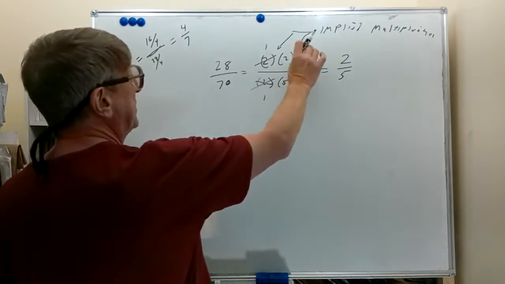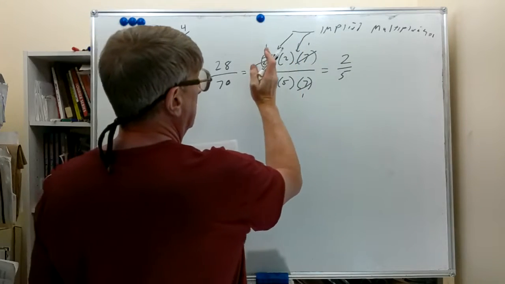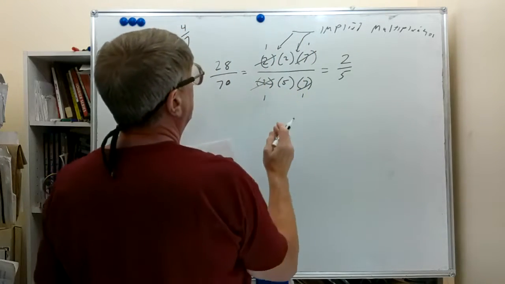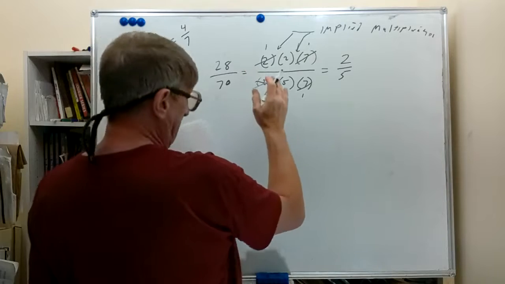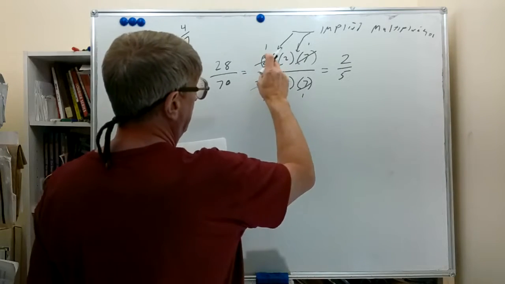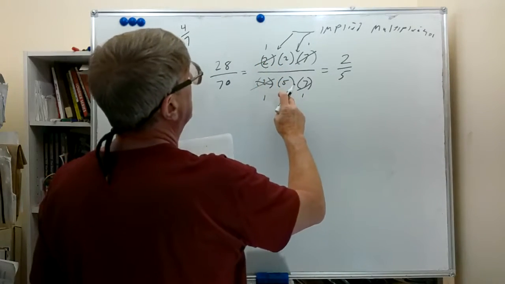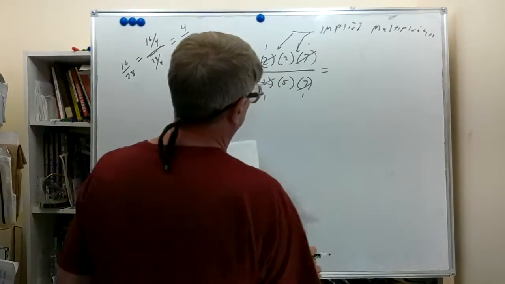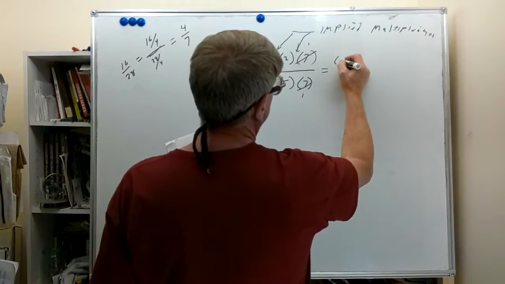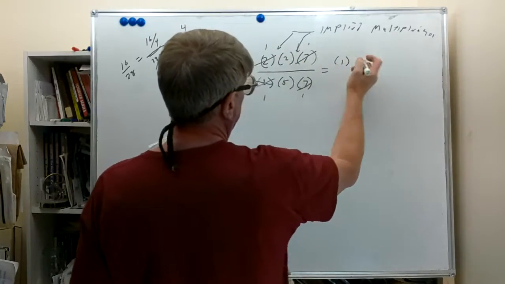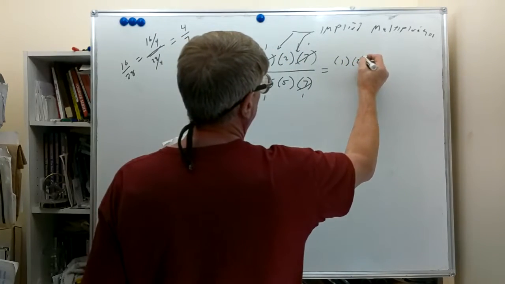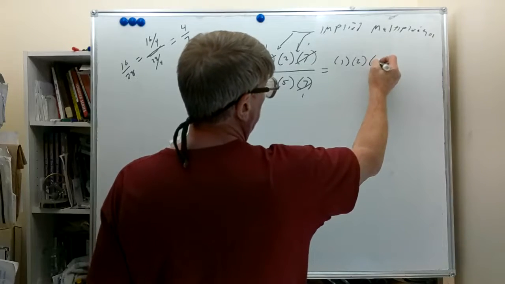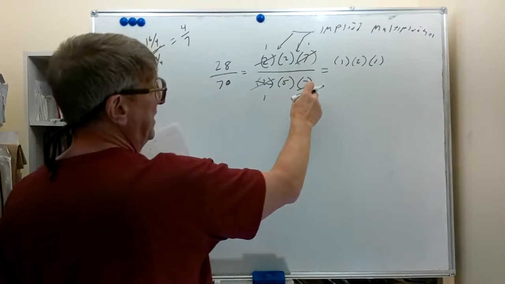So we factored it completely. We canceled the common factors from the numerator and the denominator, and we replaced them with 1s. I'm going to write this slightly differently. That's the same as going 1, where we canceled the 2 and left a 1, times 2, times 1, because we replaced the 7 with a 1. We canceled.